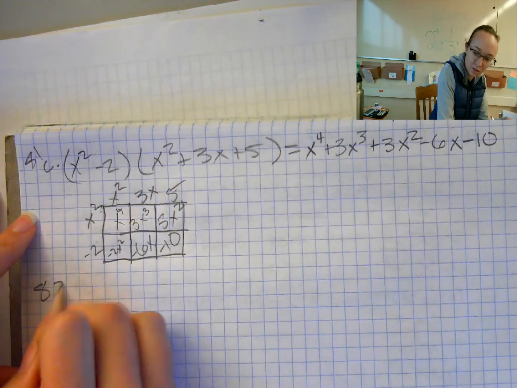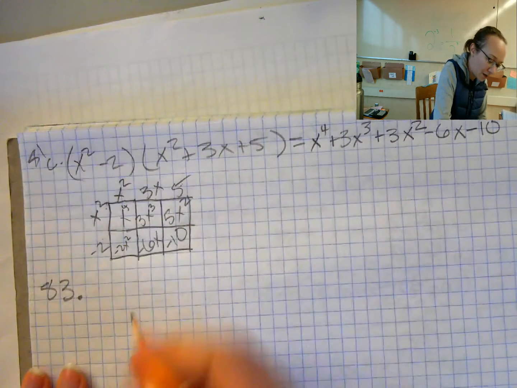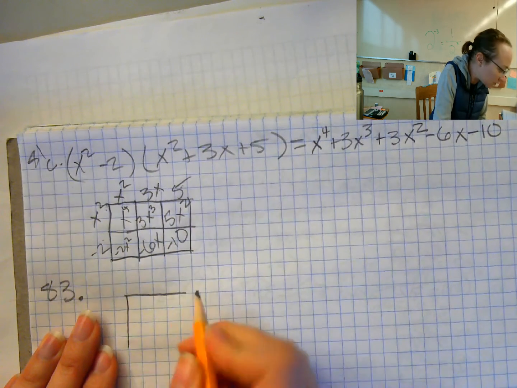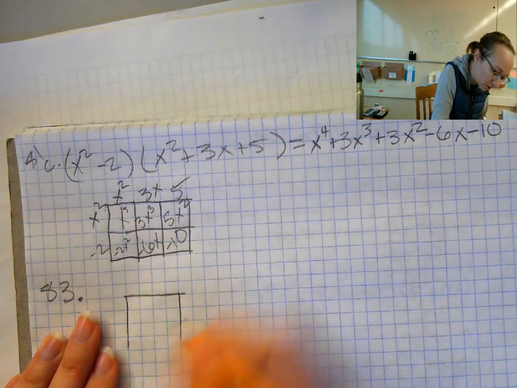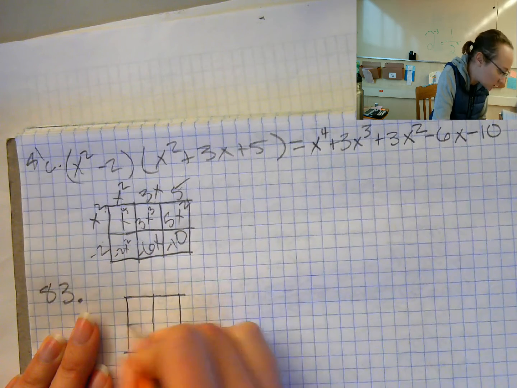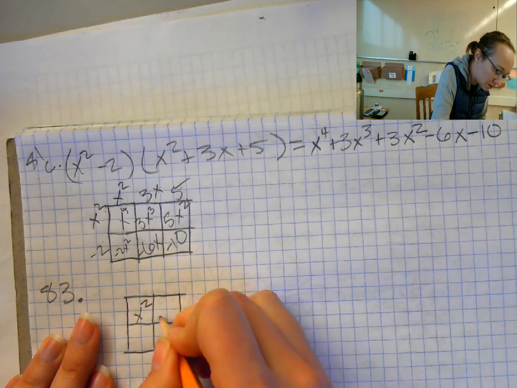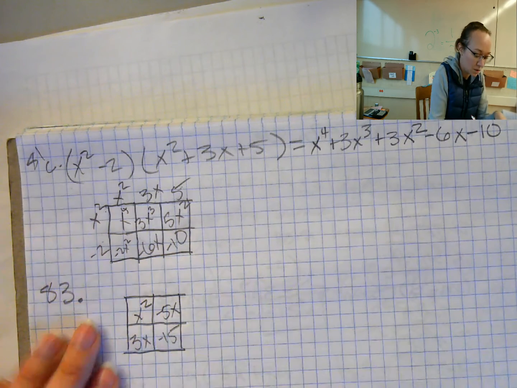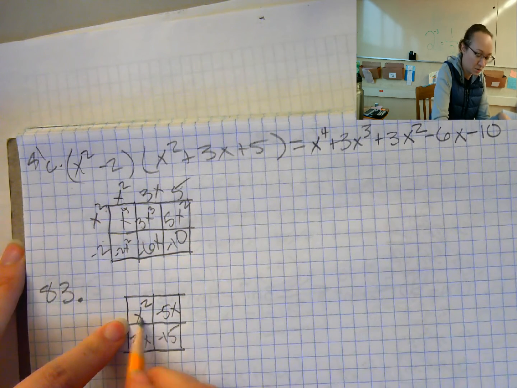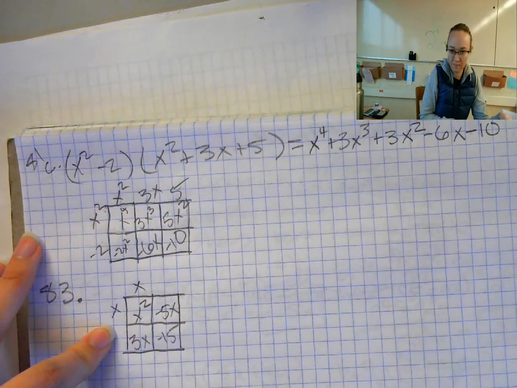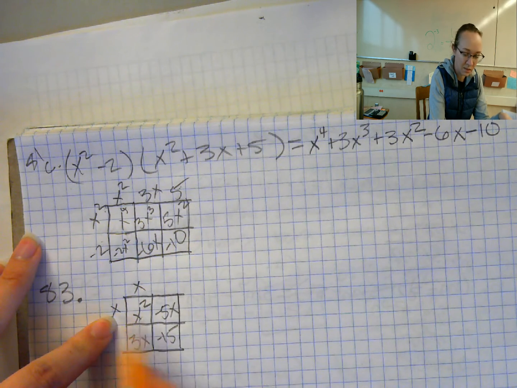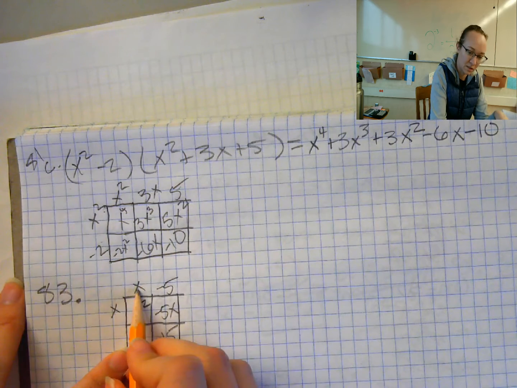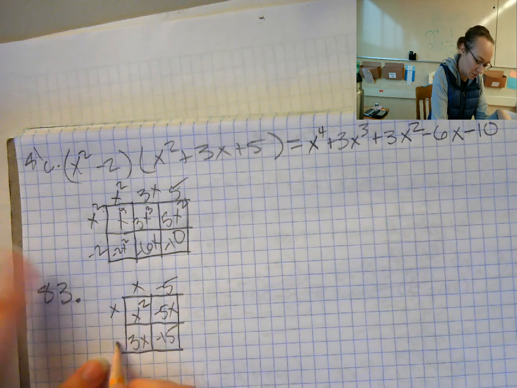Alright, and then 83. So 83, I've given you the generic rectangle, and I want you to try and think backwards to figure out what must have been around the outsides. So we've got x squared, negative 5x, 3x, and negative 15. So in order for this to be an x squared, the dimensions must be an x and an x, right? Well, if this is an x and this is a negative 5x, then this must be a negative 5. And if this is an x and this is a 3x, then this must be a 3.